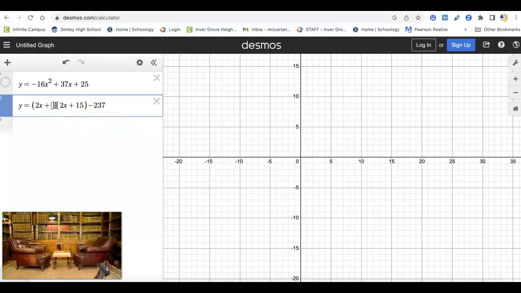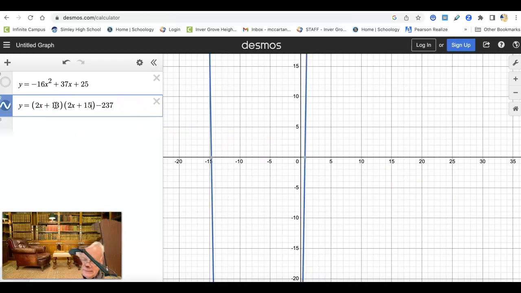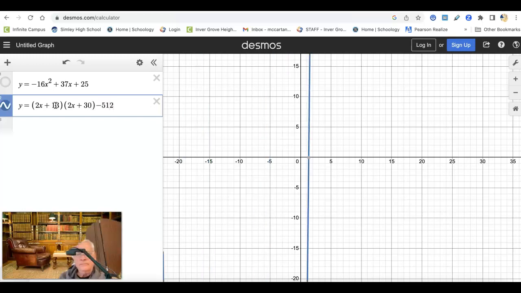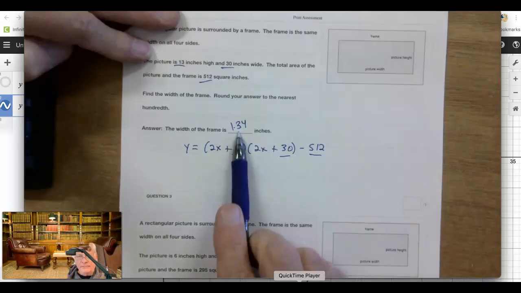Right, the 2x, this time I'm adding 13. And this time over here I'm adding 30. And I've got to subtract 512. All right, the positive solution is right there. 1.34. And round it off, 1.34 means 1.3. And I put my answer right there.